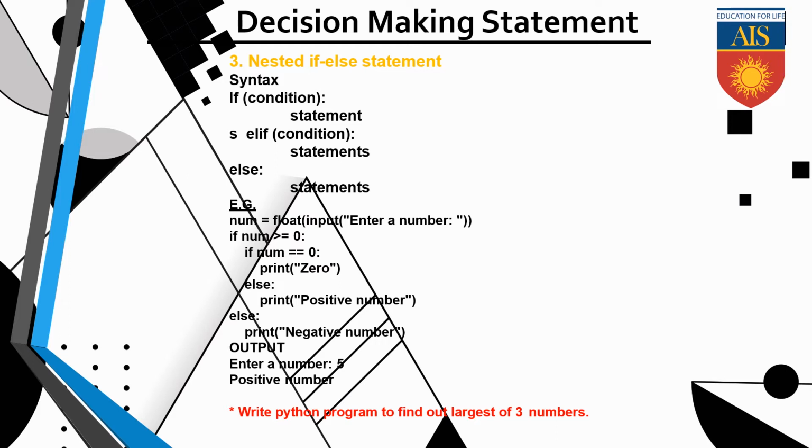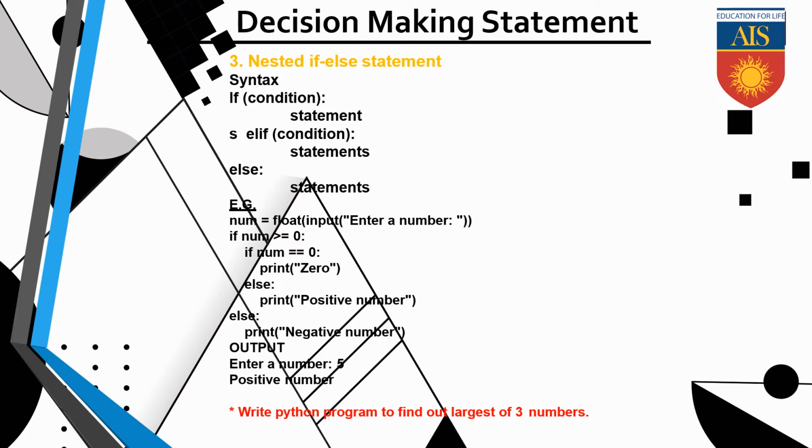Here you can see the example. num equal float, input enter a number. That means you have to enter a number in floating point. If your number is more than or equal to 0, means if you have entered any positive number, or if num double equal 0, then it will print 0, else print positive number.